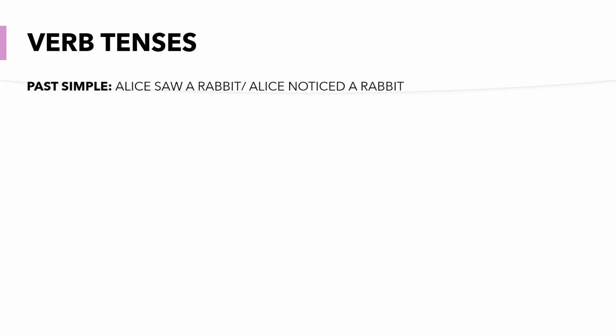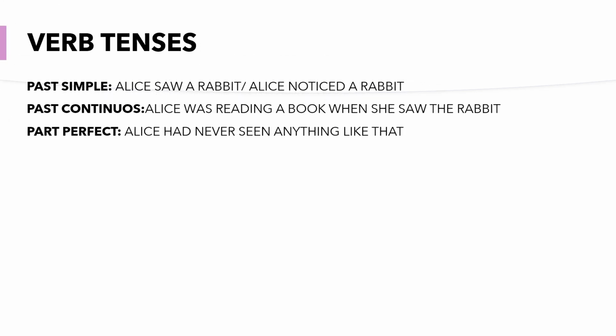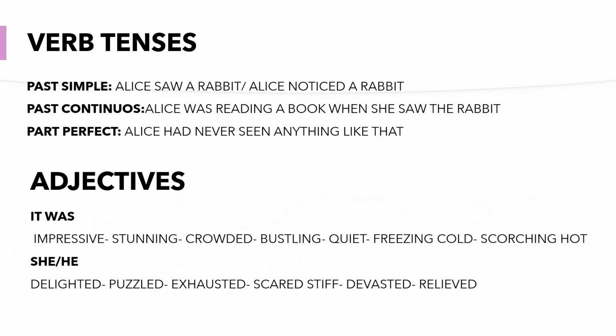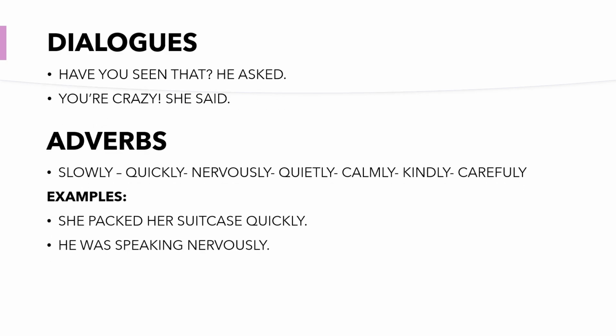Also, we have to use verb tenses in the past, telling how the story was. We can use past simple, past continuous, and past perfect. Also, we can add some adjectives to give more characteristics about how the characters felt or how the situation was, right? We have dialogues using indirect speech or using adverbs like slowly, quickly, nervously, quietly, humbly, kindly, carefully, and so on.